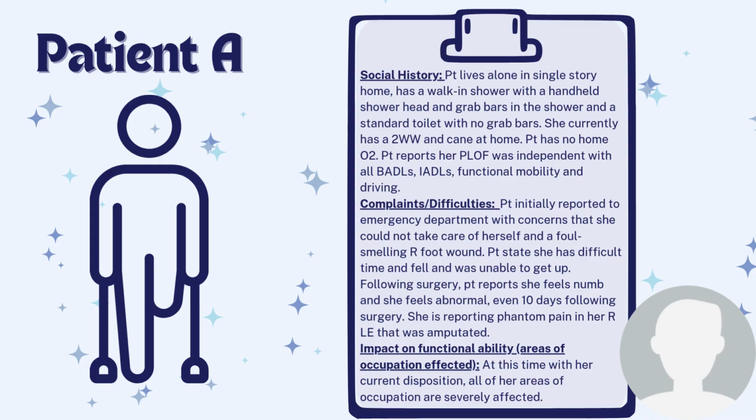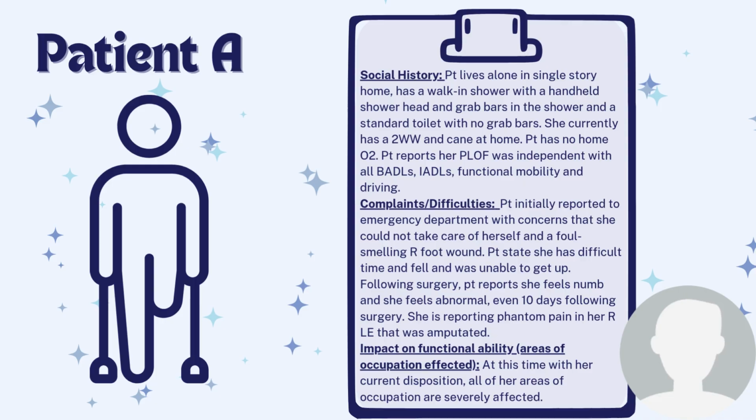She has a history of diabetes and was not currently taking medication, and at time of admission her glucose level was over 600. Following surgery, patient reported that she felt numb and she feels abnormal, even 10 days following the surgery. She is slow to answer orientation questions, and she is reporting phantom pain in that right lower extremity that has been amputated.